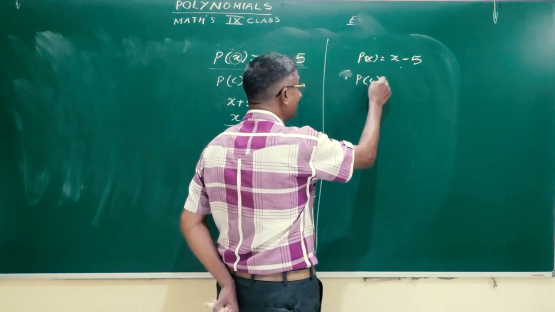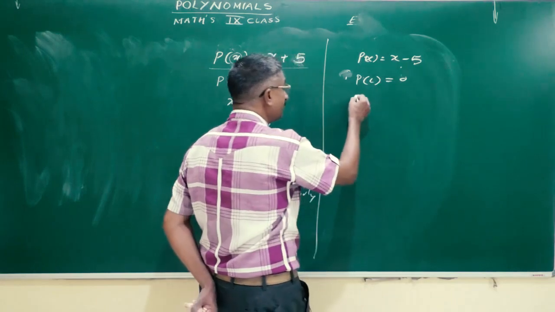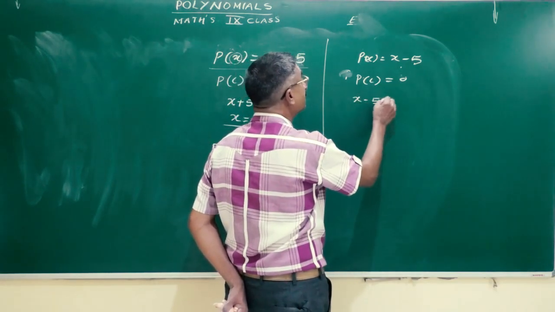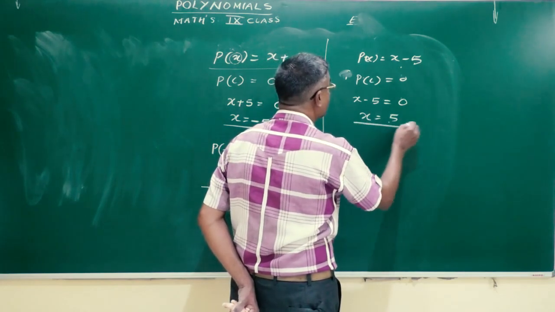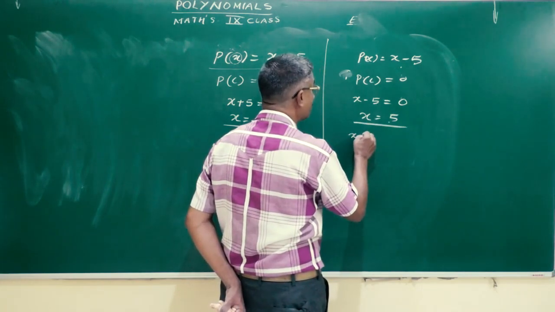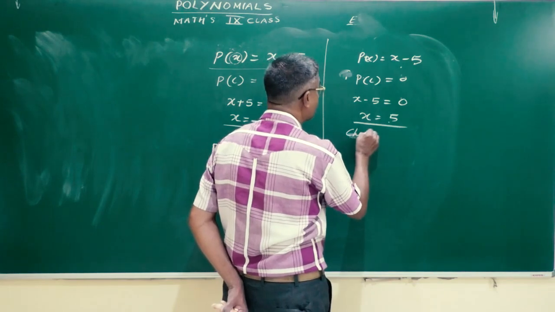Similarly, P of c any value is equal to 0. It means x minus 5 is equal to 0. So x is equal to 5. For x is equal to 5, we can check it.